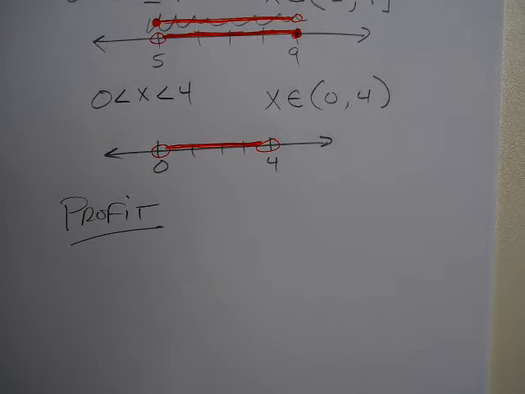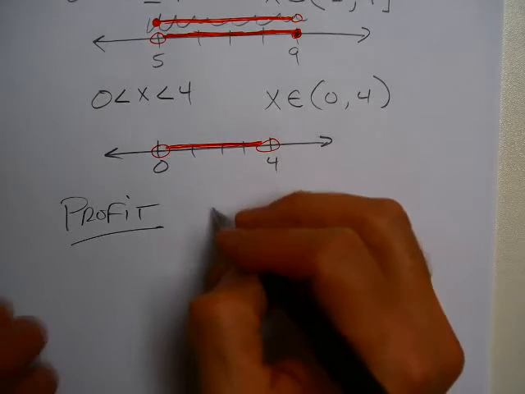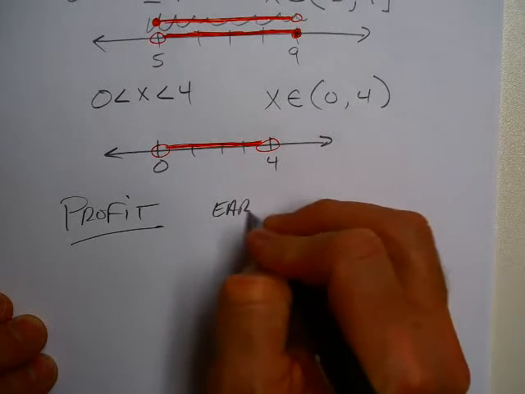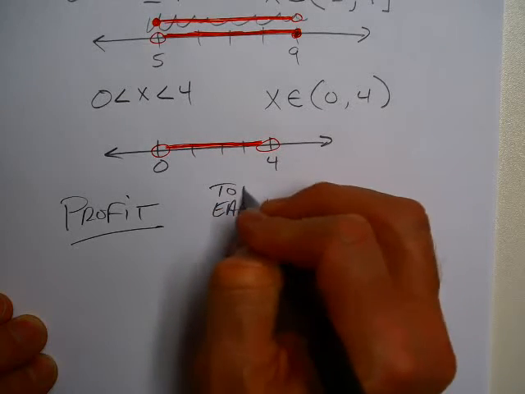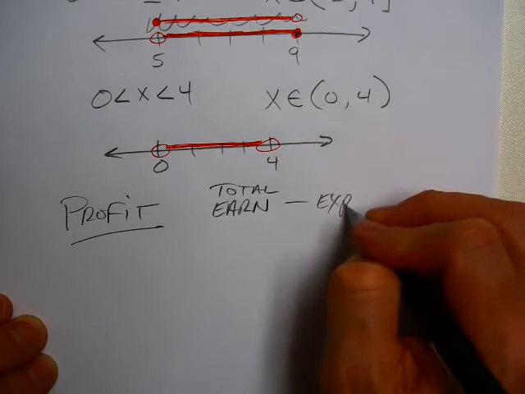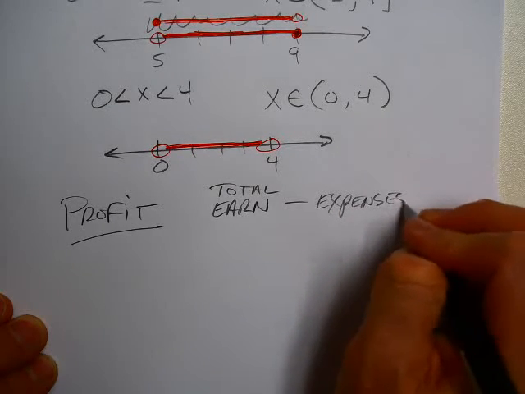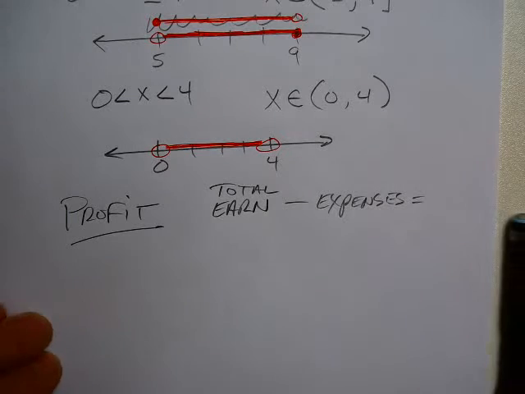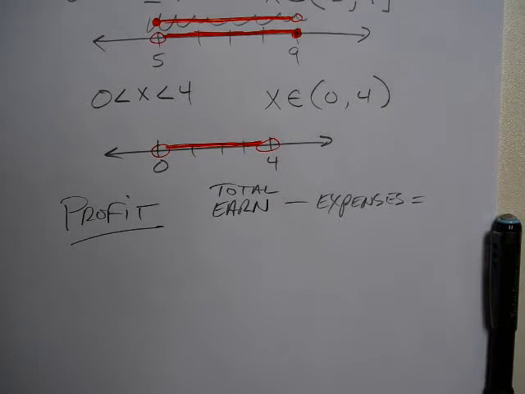So how do you get that to that amount? Do you remember? Take out the expenses. Yeah, expenses. So, Mike? Yeah. So it's going to be your earnings, the total of what you earn, minus your expenses. And that's profit.